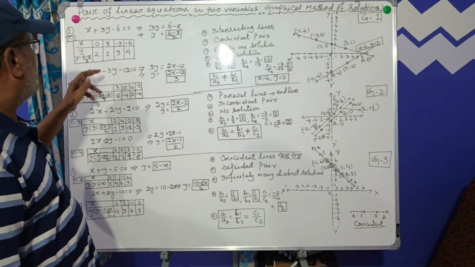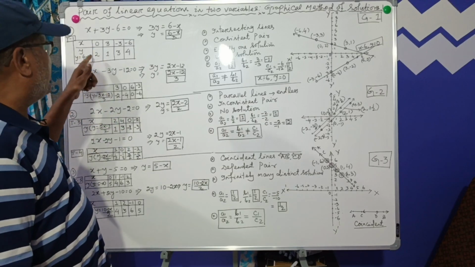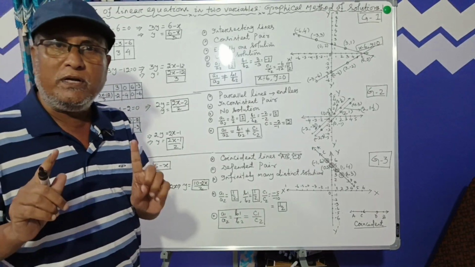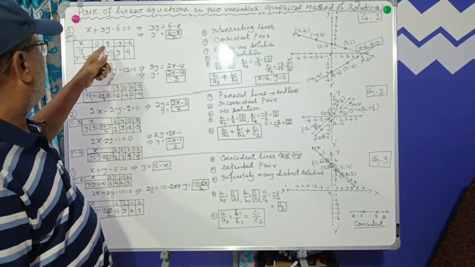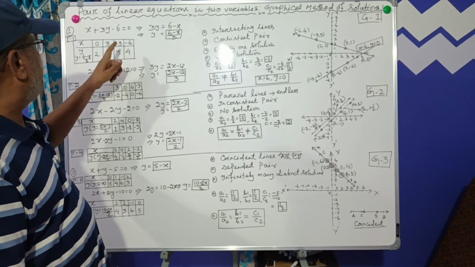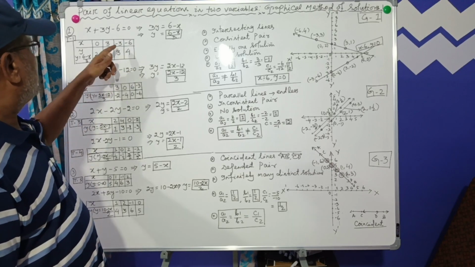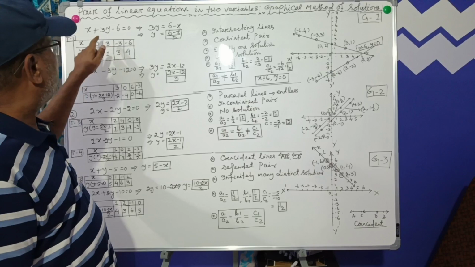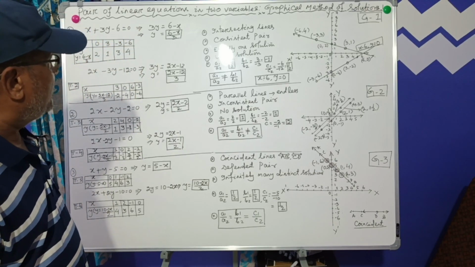So, 0, 2. These are two coordinates, x coordinate and y coordinate. A point on a plane is described by two coordinates, x coordinate and y coordinate. So, here x is 3, y is 1; x is minus 3, y is 3; x is minus 6, y is 4. This is the table for the linear equation x plus 3y minus 6 is equal to 0.